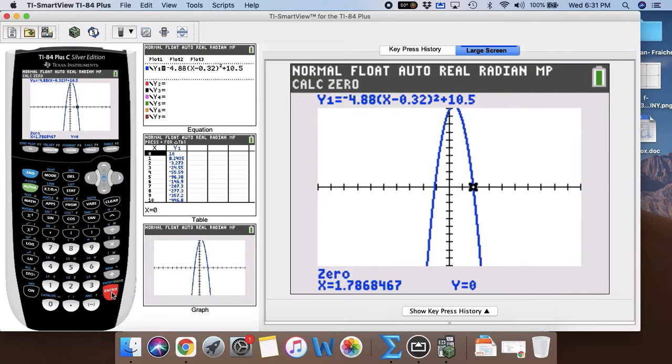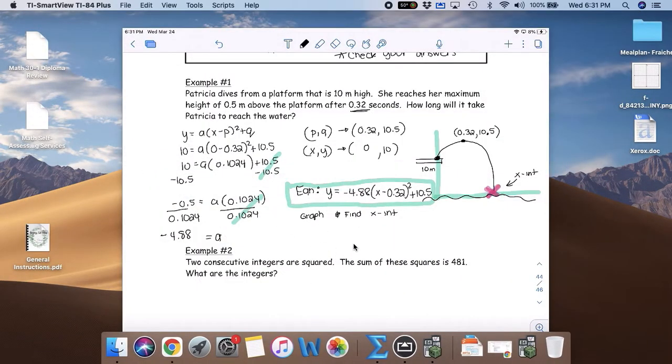So as you can see, the x-intercept, when she lands in the water, it's going to take 1.79 if you round correctly. That 8 has a 6 right next to it, so it has to round up. So 1.79. So we're going to write that as the answer, and how we found that.